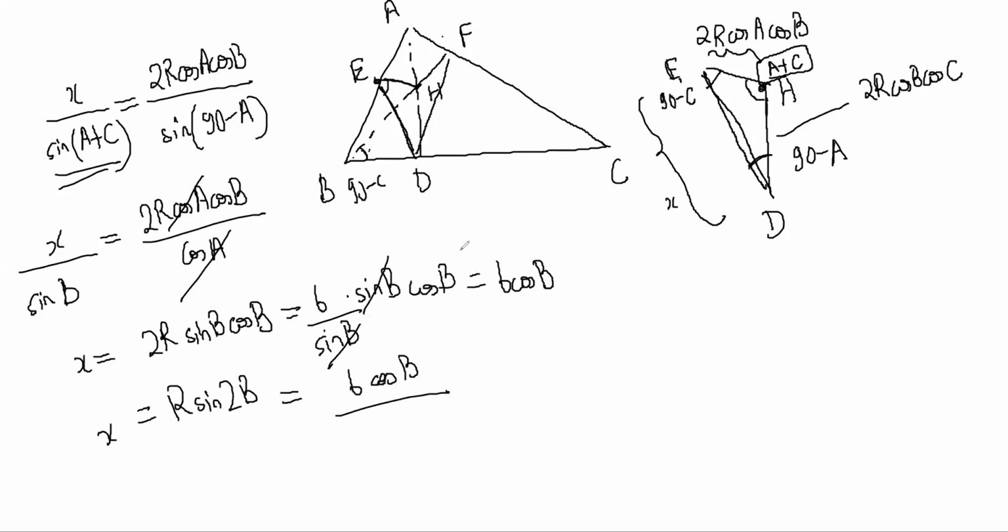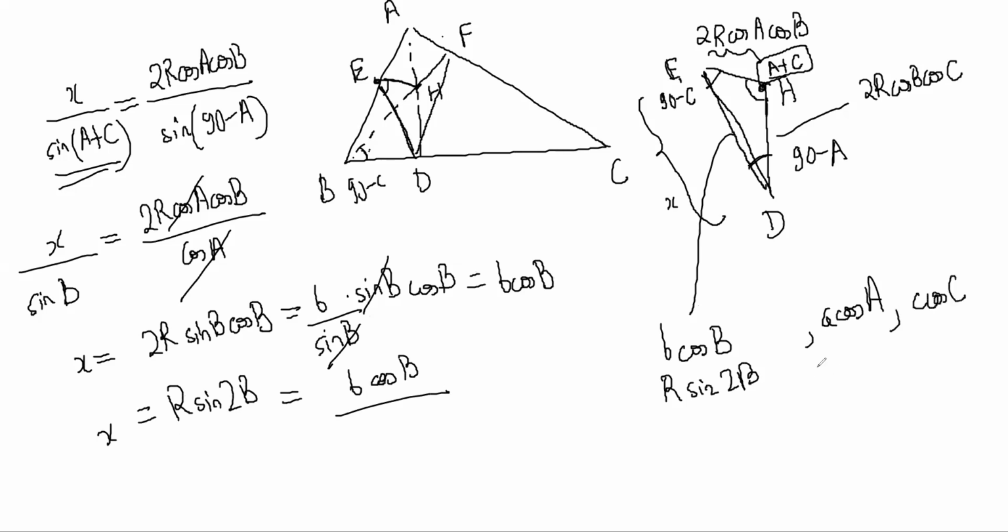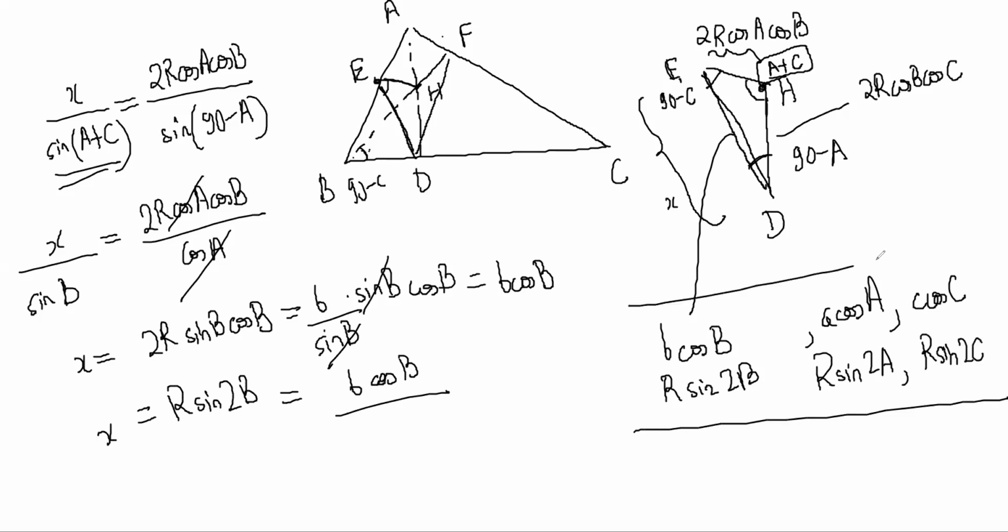So notice that this side of the orthic triangle, which is opposite to the B vertex, has length B cos B or R sine 2B, right? So the other sides will be A cos A and C cos C, right? These are the sides of the orthic triangle, right? Makes sense. Okay.